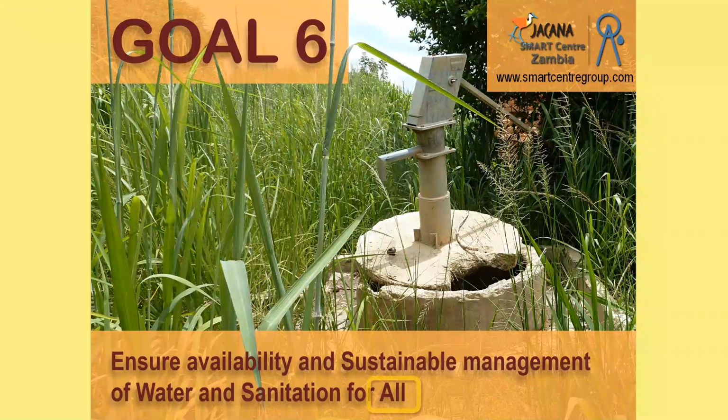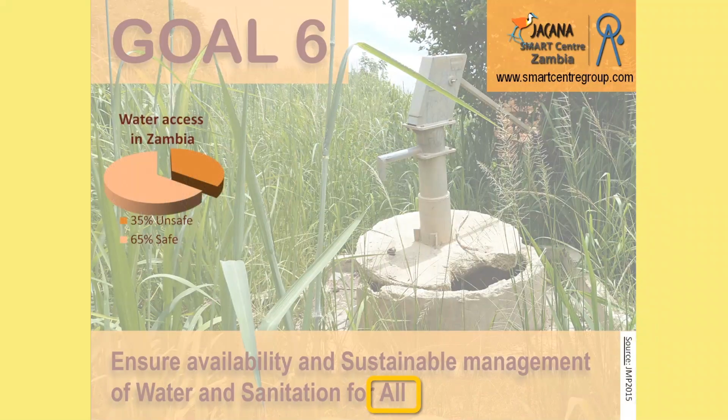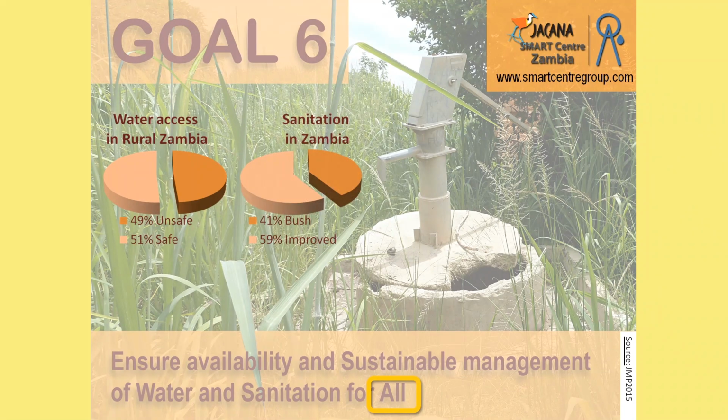Let's also look at the word all. If we look at the access to improved water sources in Zambia, for example, we see that in rural areas 51% of the people have safe water. If you look at the sanitation part of it, in rural areas you see that the situation is worse.